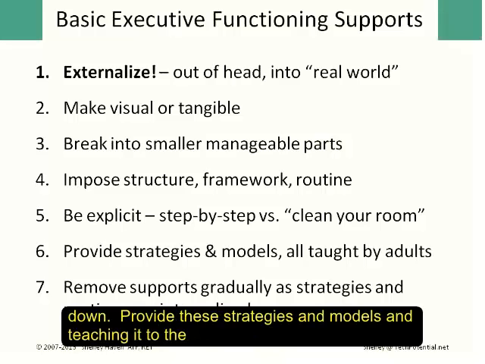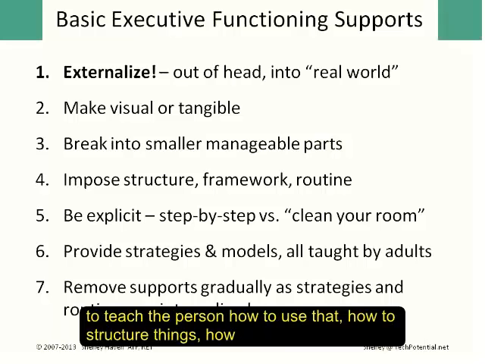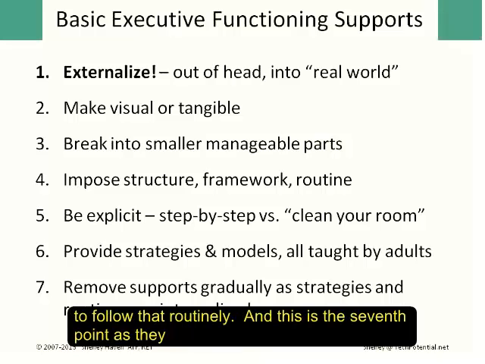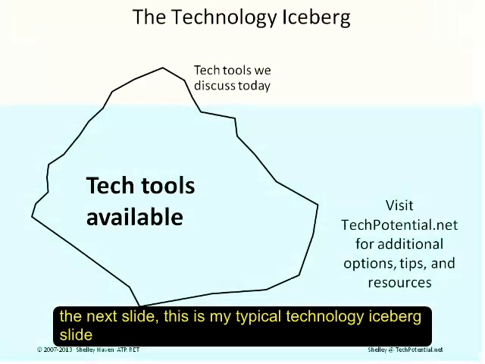The sixth of the 7 strategies is providing these strategies and models and teaching it to the individual. You don't want to just give somebody a planner and say, all right, now you should be able to plan. You have to teach the person how to use that, how to structure things, how to follow that routine. And then gradually, and this is the 7th point, as they begin to internalize those strategies externally, now you can start to remove the supports. All right? So moving to the next slide.